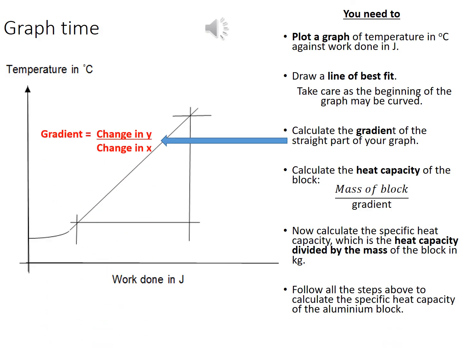So after we've done our live experiment, you will have lots of data that you are then going to plot onto a graph. It is going to have work done at the bottom and temperature at the side. You then will draw a line of best fit, and then you will start calculating the gradient of it. You will then work out the heat capacity and then the specific heat capacity.